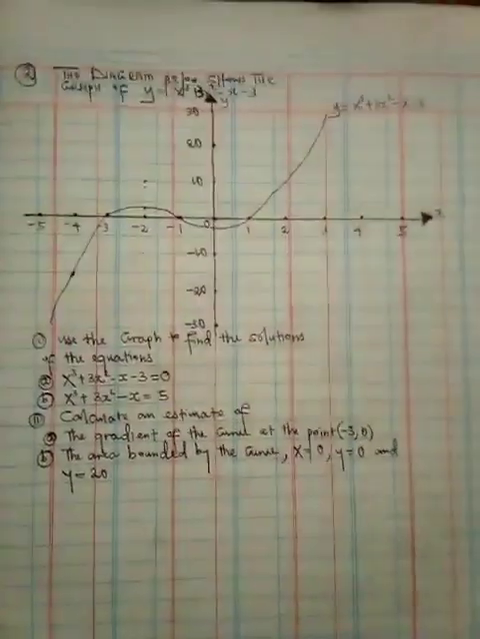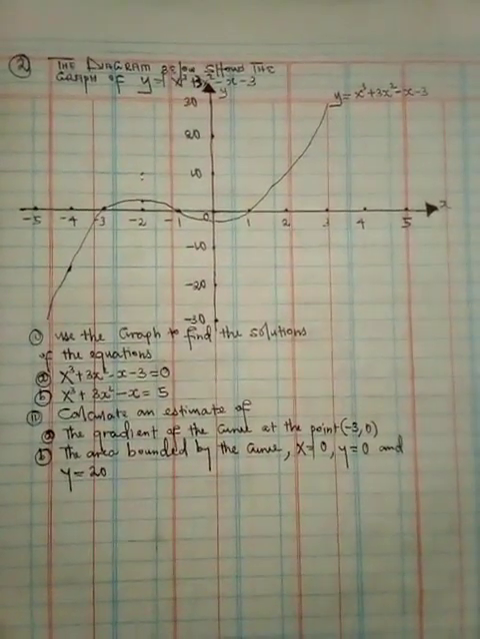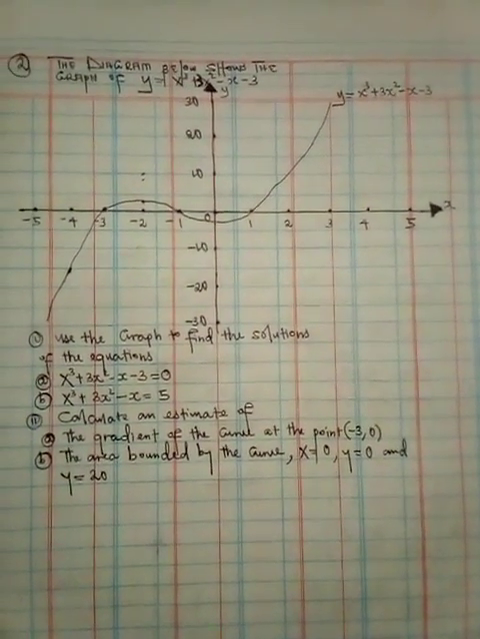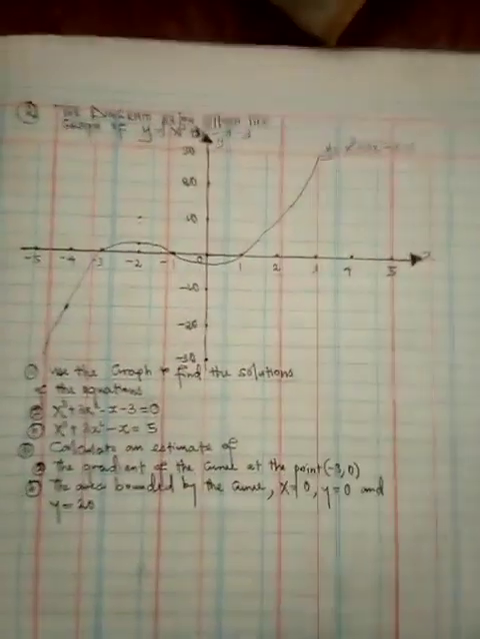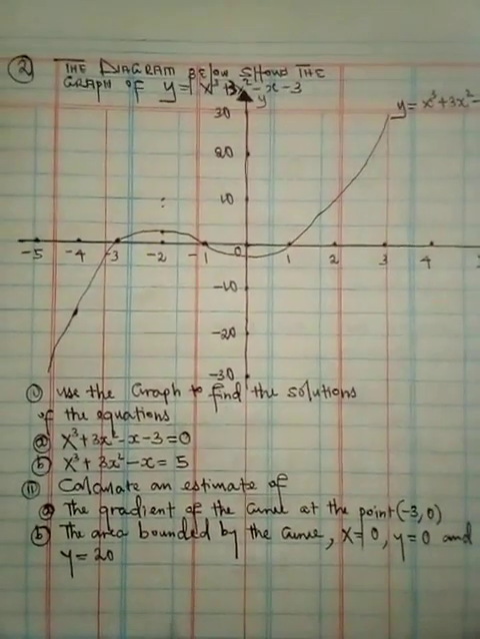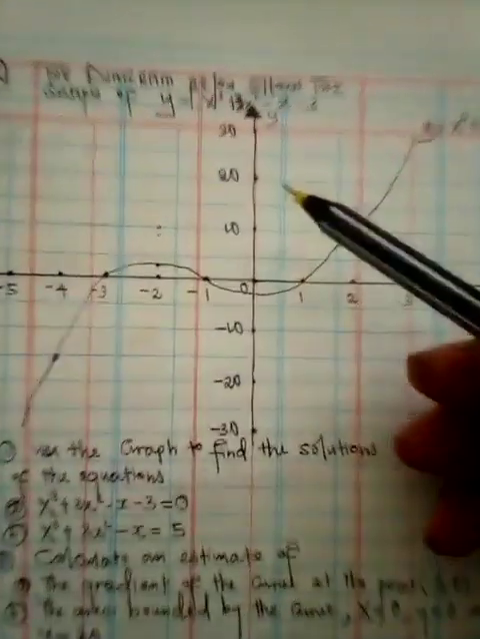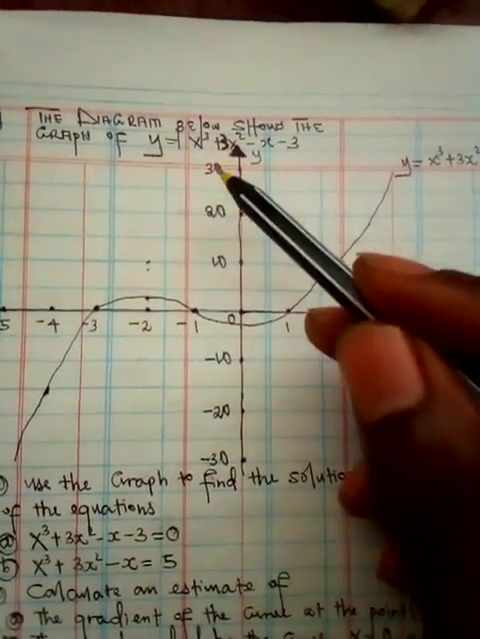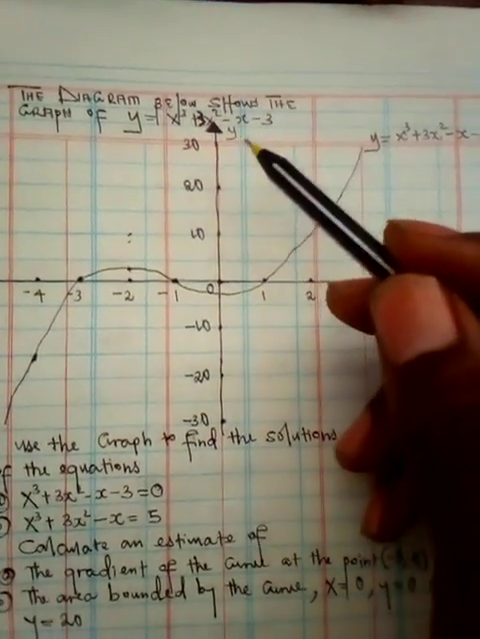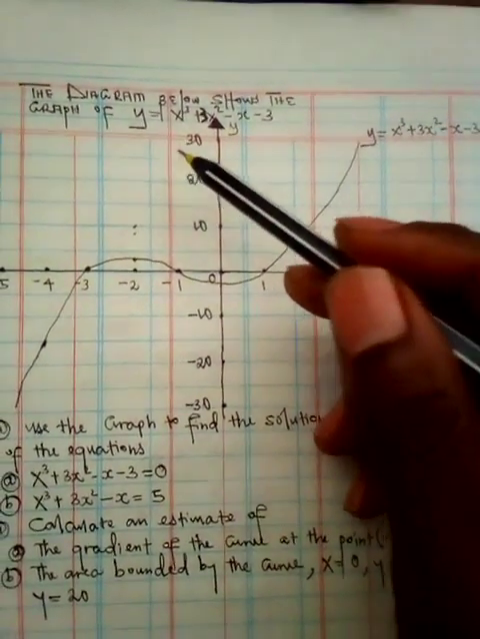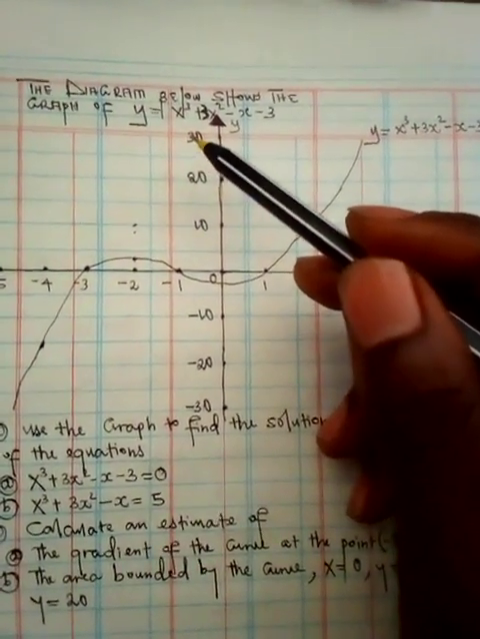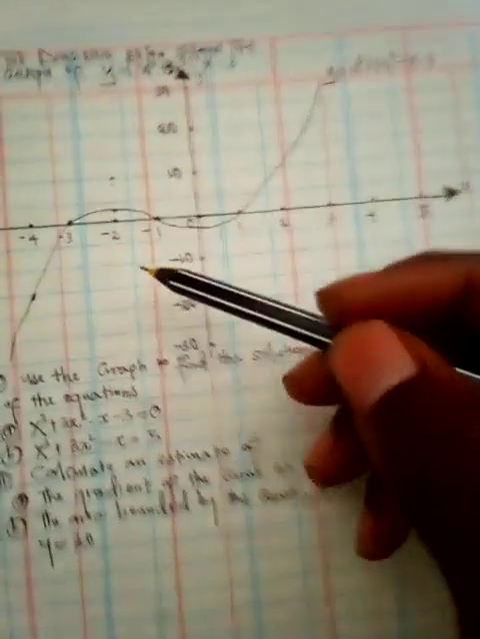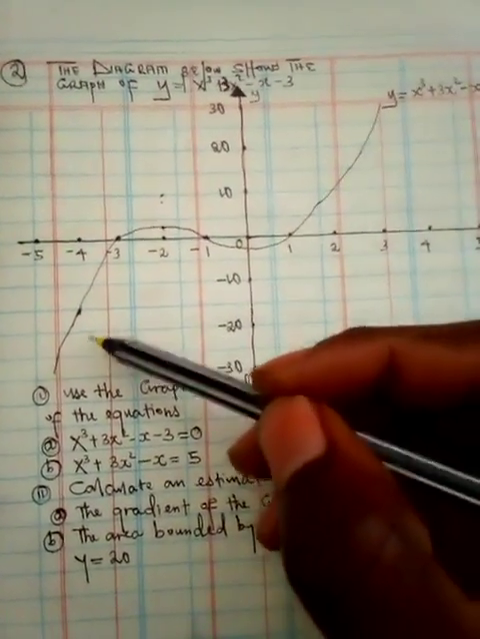Okay, so here's another problem regarding graphs of cubic functions or cubic equations. The diagram below shows the graph of y is equal to x to the power 3 plus 3x squared minus x minus 3, and this is how the graph is looking like.